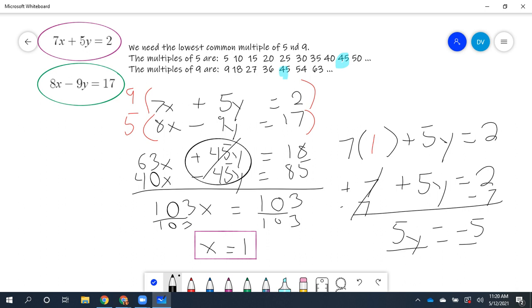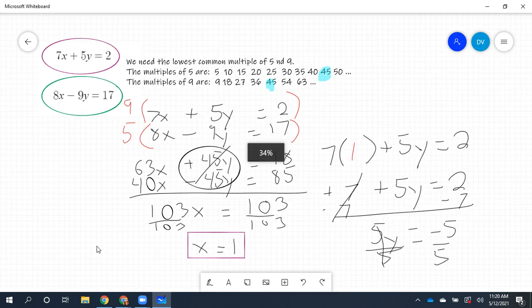And if I divide by 5, what will I get for y? You already said it before. Right, which is what you got also, yes?